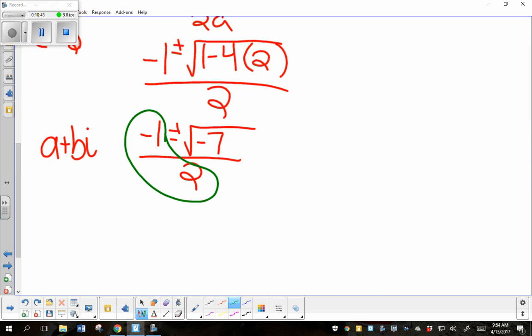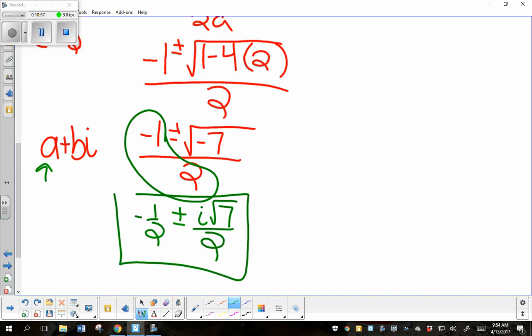We've got negative 1/2. That's kind of like our A in the A plus BI. And then we've got plus or minus I root 7, right, over 2. So we just want to pull the I out. Sorry, that's x equals. I keep forgetting to write that. X equals this. So when you plug that number in for x, that crazy number, that will make that formula true. Yeah?